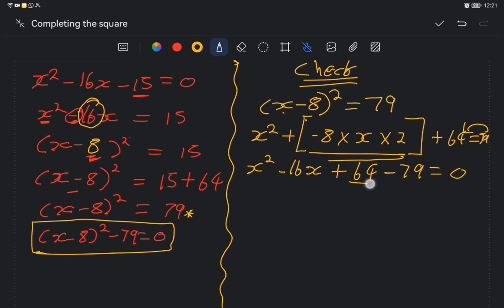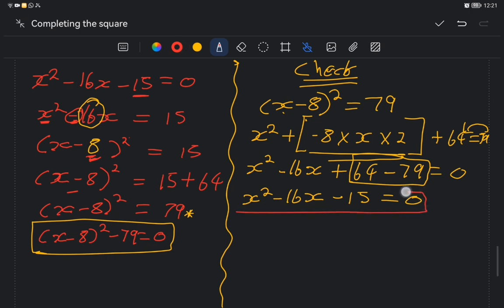Now let's simplify this portion here. It's going to be x squared minus 16x. Now let's punch that in our calculator. I'm getting negative 15. So negative 15 is equivalent to 0. If we check our final answer, it should be equivalent to what we were initially given, and if you check, they actually correspond to each other. So that's how we complete the square.